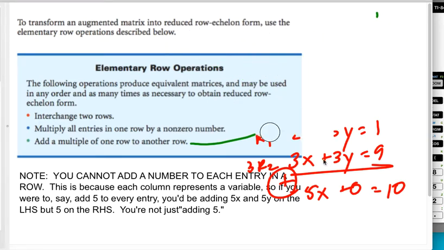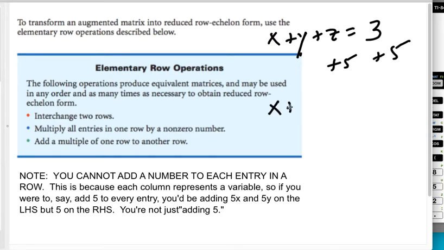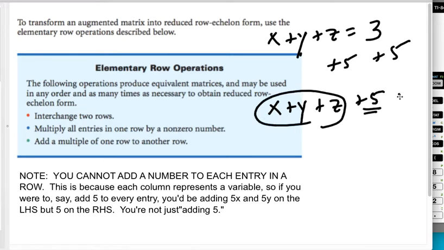But I do want to address one that you're not allowed to do. I say this one specifically because somebody's going to try and do it, and I want to get ahead of it. What you're not allowed to do is add a number to each entry in a row. You might be thinking, but Hogan, if my equation looks like this, if I want to add 5 to both sides, I can't. Well, you're right, you can, but you end up with x plus y plus z plus 5, which doesn't fit in any of the existing columns, equals an 8. So that is not the same as adding 5 to each one of these, right?